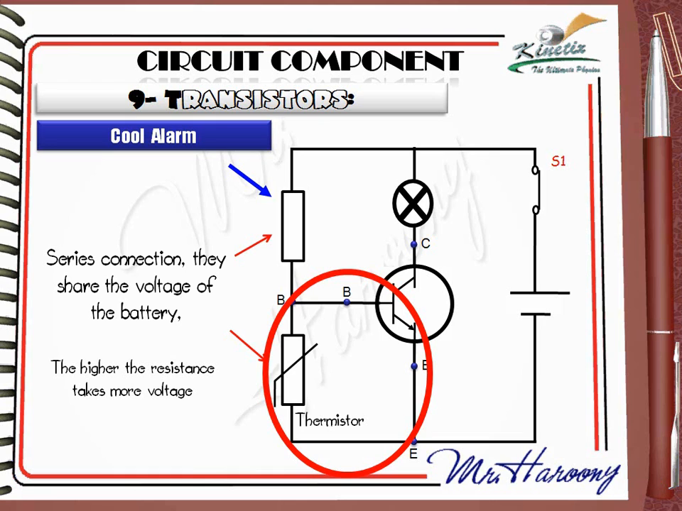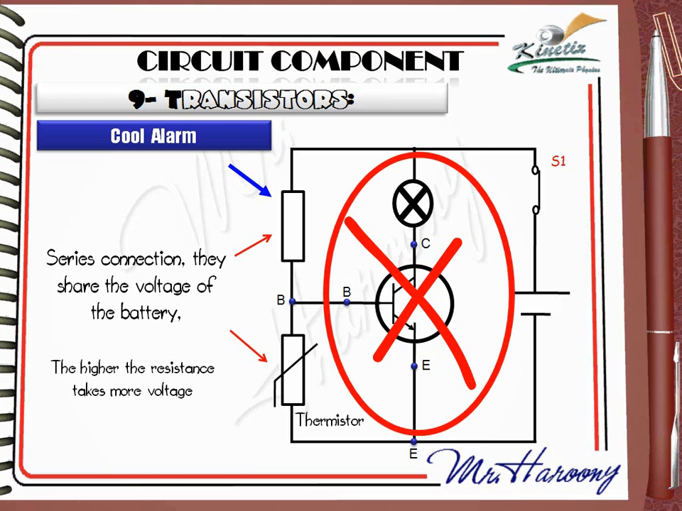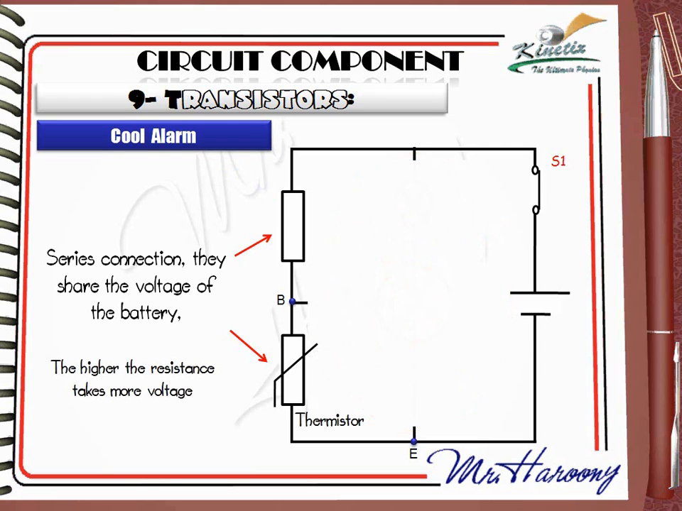The transistor in our circuit is normally off. This means that this part of the circuit is neglected, since no current will pass in it. So this becomes our starting circuit: a battery with a fixed resistor and a thermistor in series. The fixed resistor and the thermistor in series will both share the voltage of the battery.